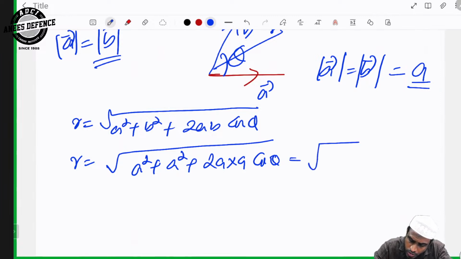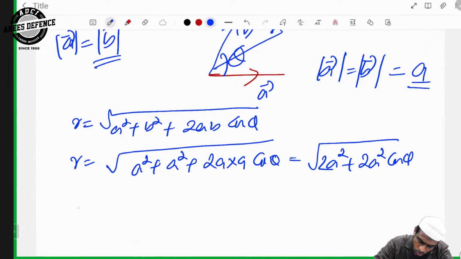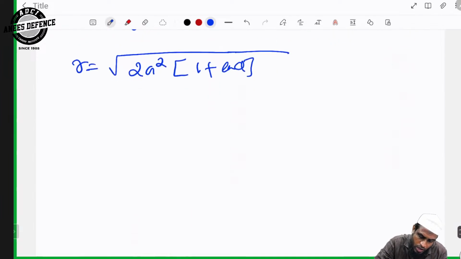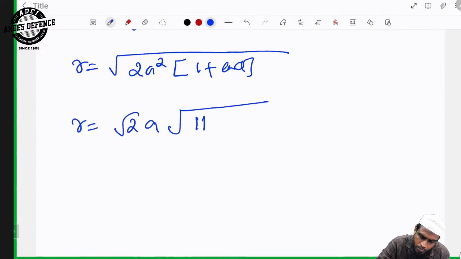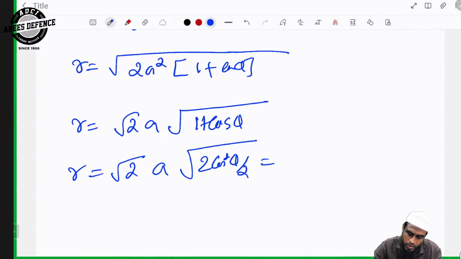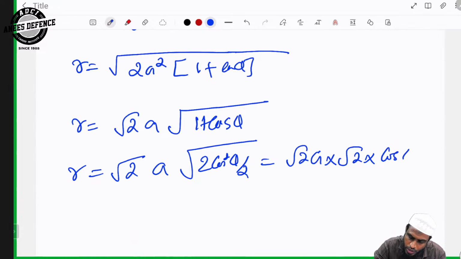So this can be written as A square plus A square plus 2A square cos theta. So R is equal to root of 2A square into, here you can take a common, so that 2A square can be taken out. So 1 plus cos theta. So this can be written as R equal to root 2A into root of 1 plus cos theta. So R equal to root 2A into, 1 plus cos theta is 2 cos square theta by 2. So root 2A into root 2 cos theta by 2.